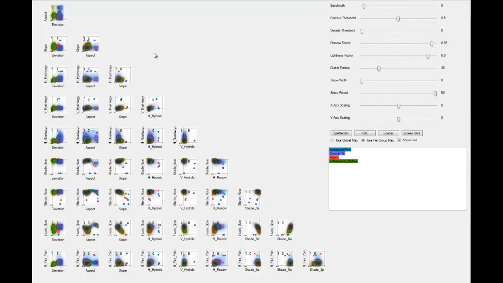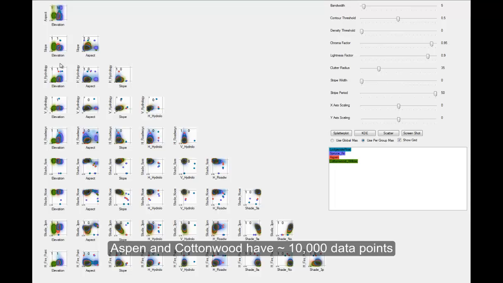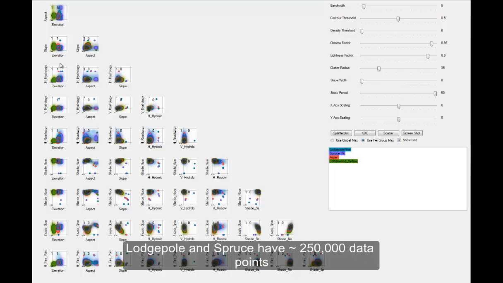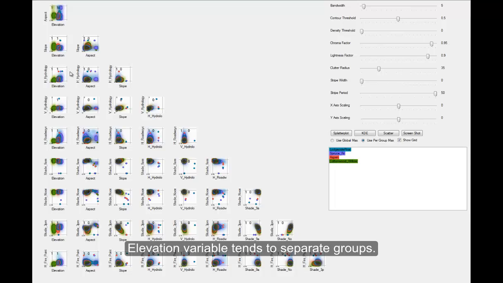Even with a large number of data points and subgroups, our visualization enables us to make visual judgments of the data. For example, suppose we wish to discover what is different about aspen and cottonwood, which are the smallest groups in the dataset, versus lodgepole and spruce, which are the largest groups. Notice how the elevation variable tends to separate the kinds of cover types cleanly.